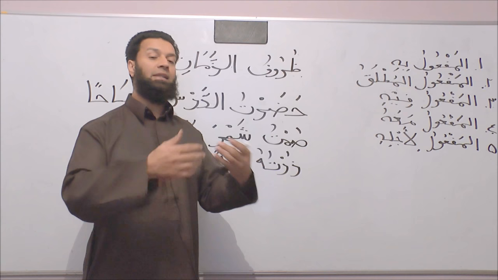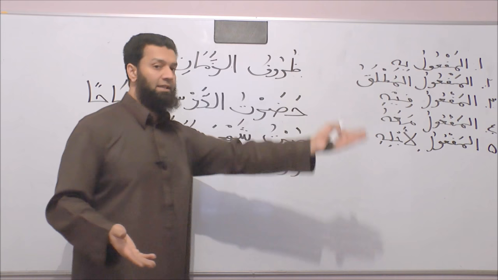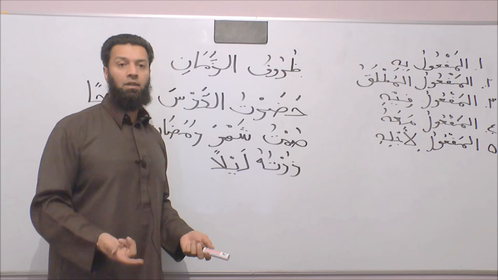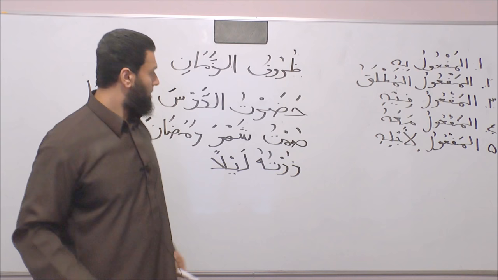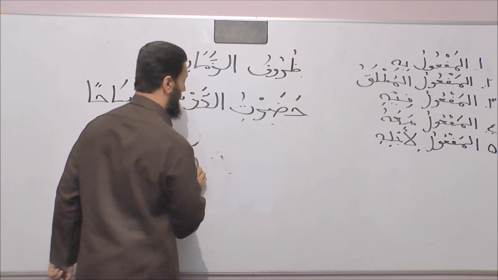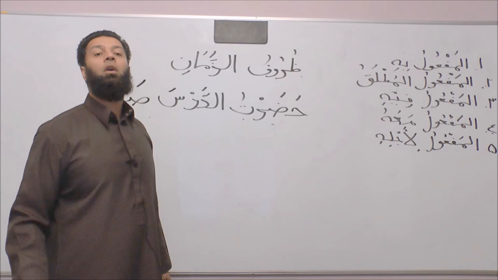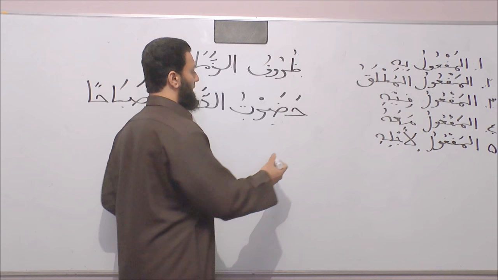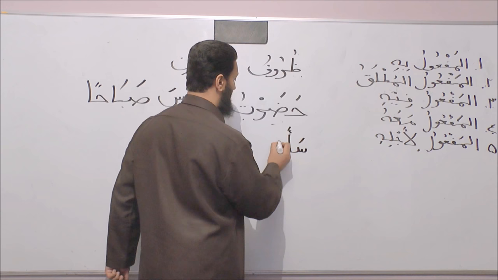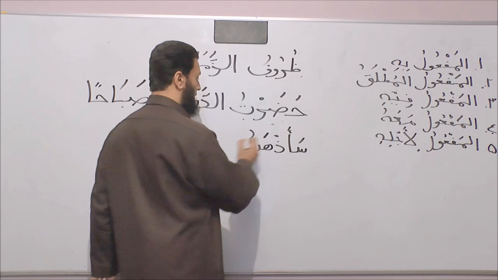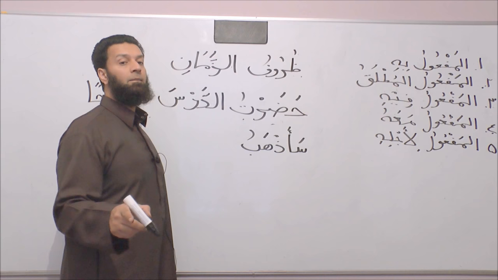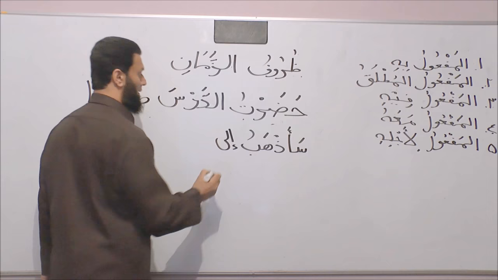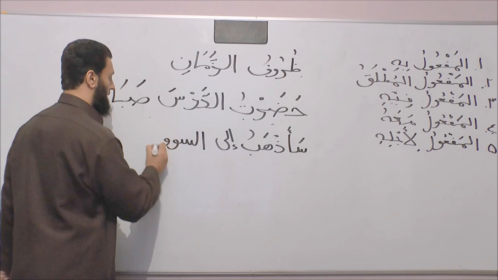But the point to notice is that there are many of these: aama, sanata, sa'ata, yawma. That's another very common one. So, for example, let's use a present tense: I will go to the market on Thursday. Sa'adhhabu ila as-suqi.